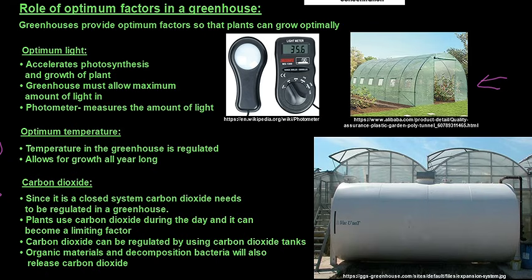Looking at light intensity, it accelerates photosynthesis and the growth of the plant. Greenhouses must allow the maximum amount of light in, so you'll see that they are transparent so that light can come into them, because without light we don't have the energy to combine the water and the carbon dioxide. Very serious people will have something called a photometer, which just measures the amount of light coming in, and this is what it looks like, in case you were wondering.